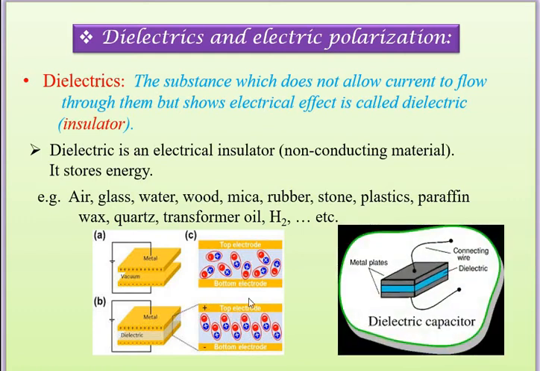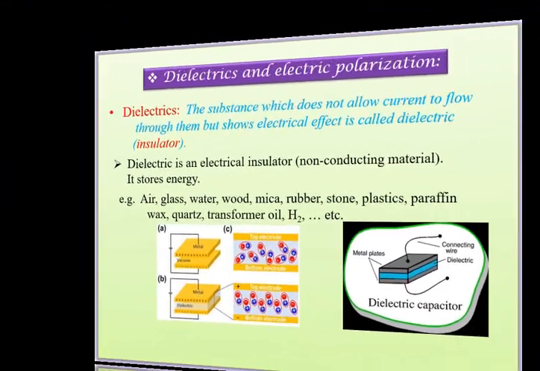See the second figure here. The two black colors show the metal plates, and the blue color shows the dielectric material is fixed in between the two metal plates. The wires are used for connection. This is called a capacitor or the dielectric capacitor, and it stores the energy.